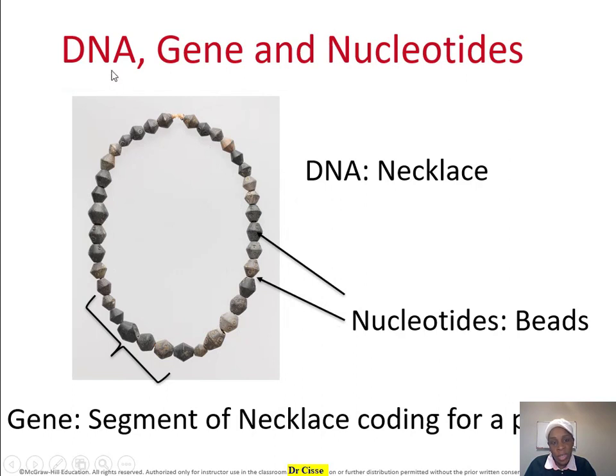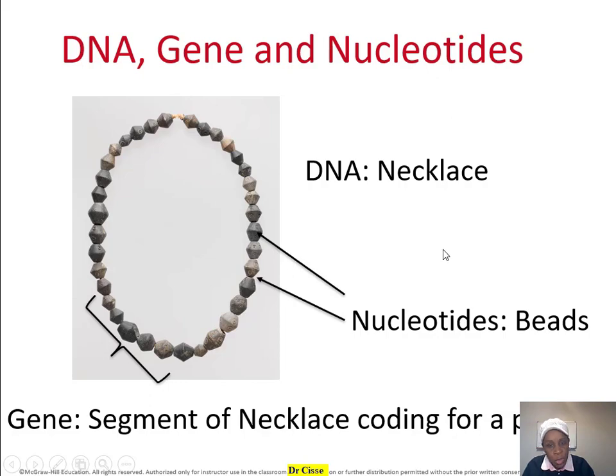Now that we understand this, DNA, gene, and nucleotide. What is the DNA? A necklace. What is the nucleotide? Beads, right? What about a gene? It is the piece of the necklace that can make a protein. Now, why is this important? Because everything we're going to talk about in this lecture is how this gene makes something.